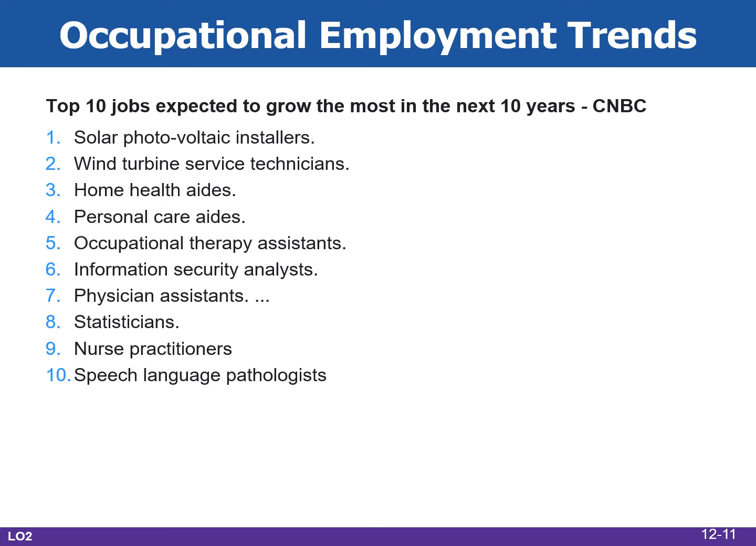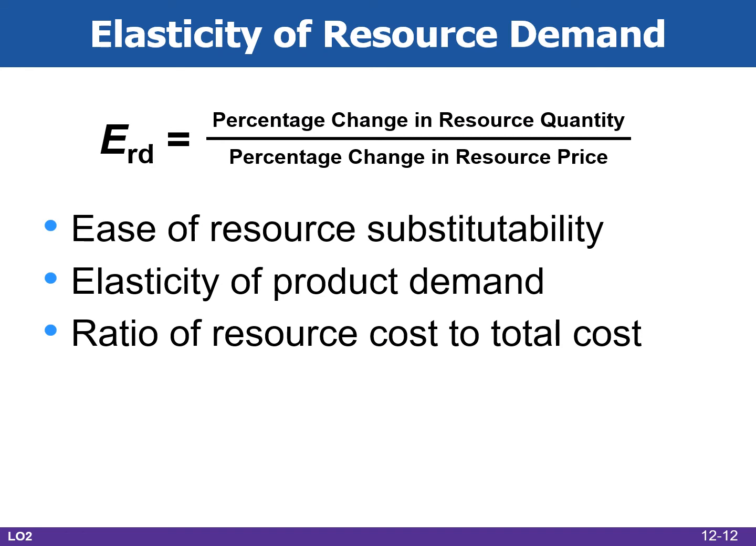That was the one that I actually had to kind of cheat and look up and see exactly what a speech language pathologist does. So these are the occupational trends according to research done by CNBC for the next 10 years. In addition to the determinants of resource demand, economists consider elasticity of resource demand.